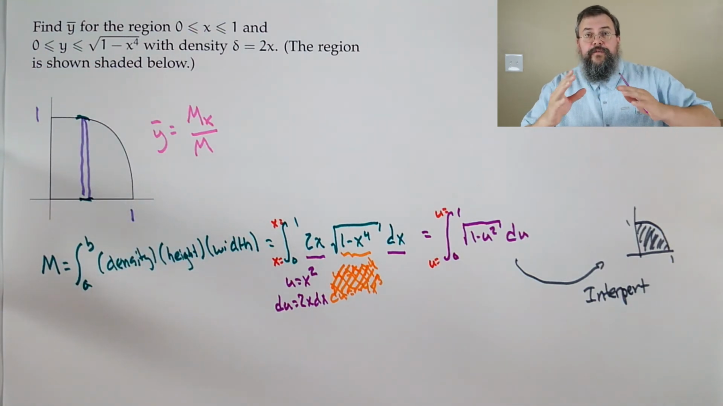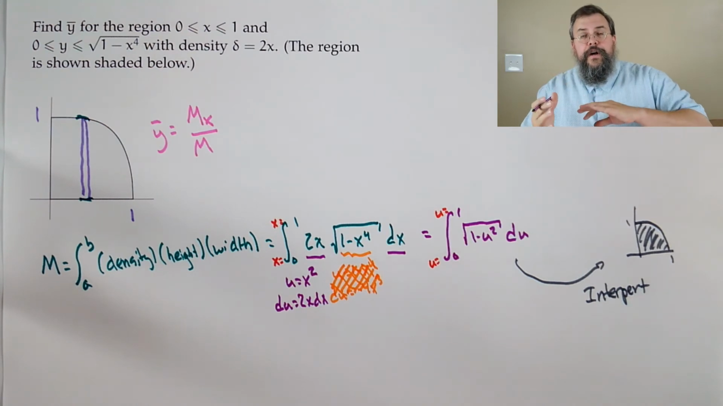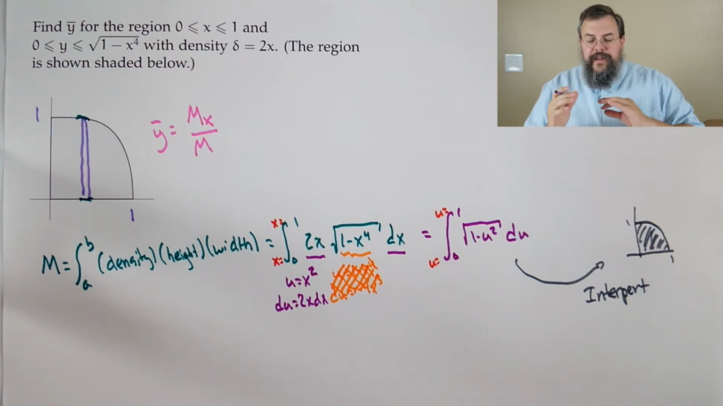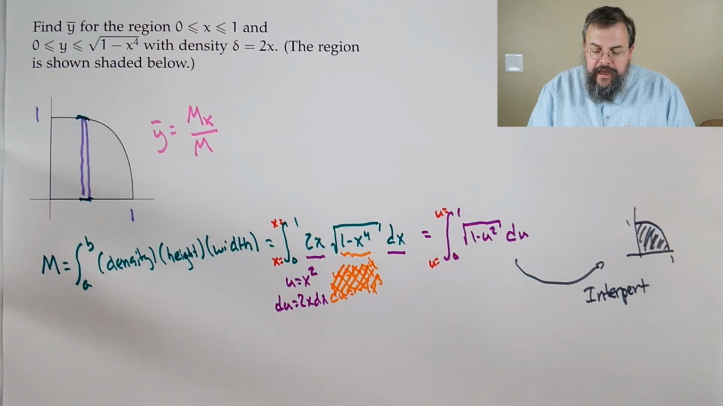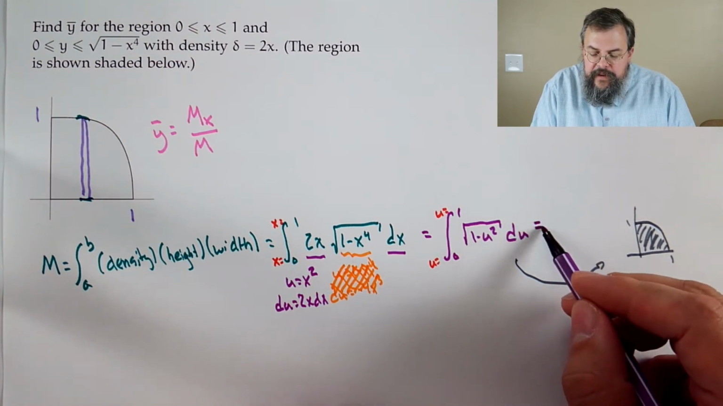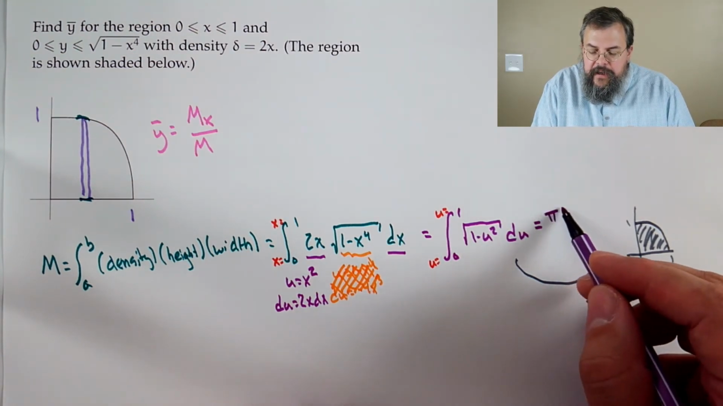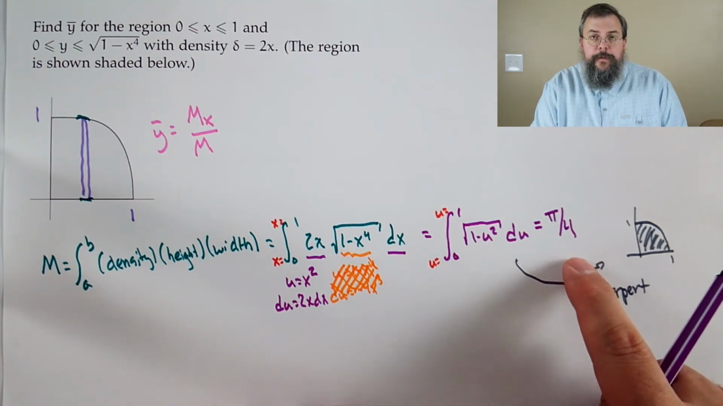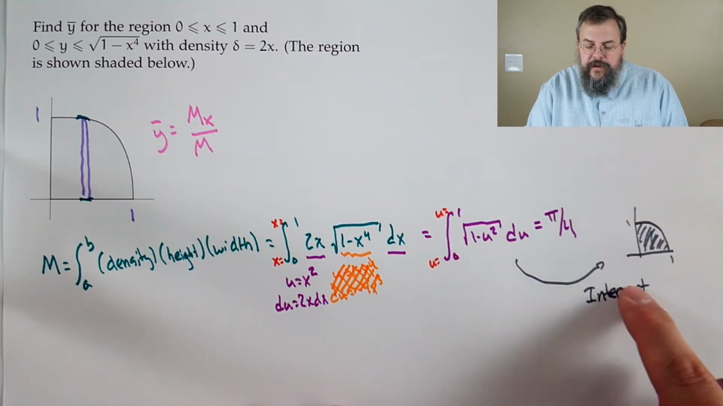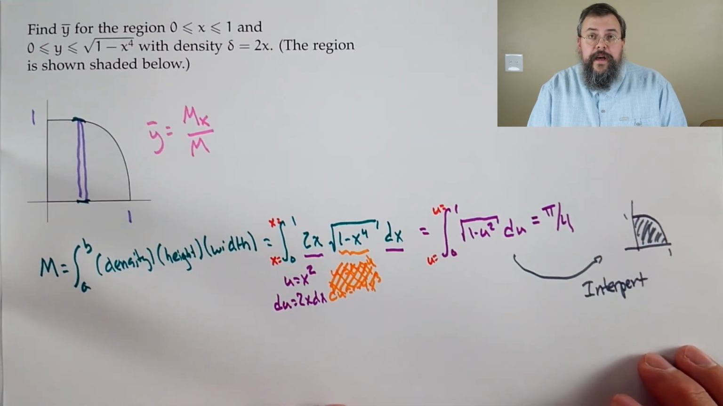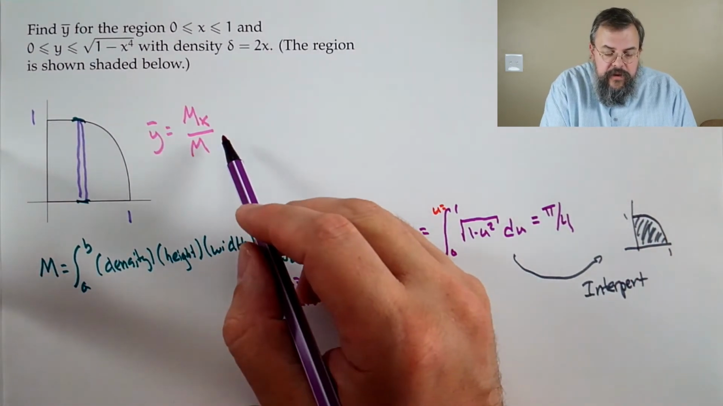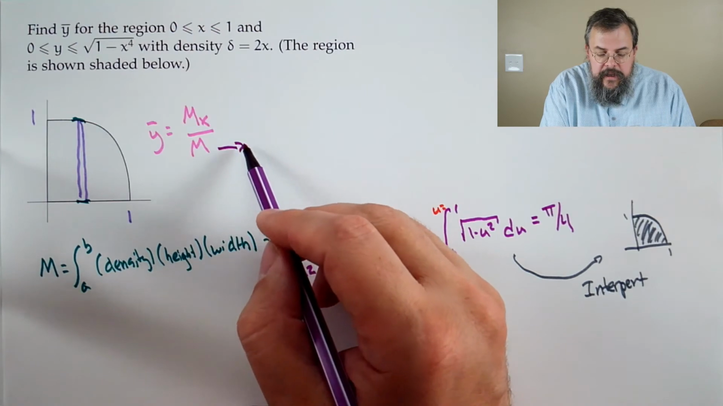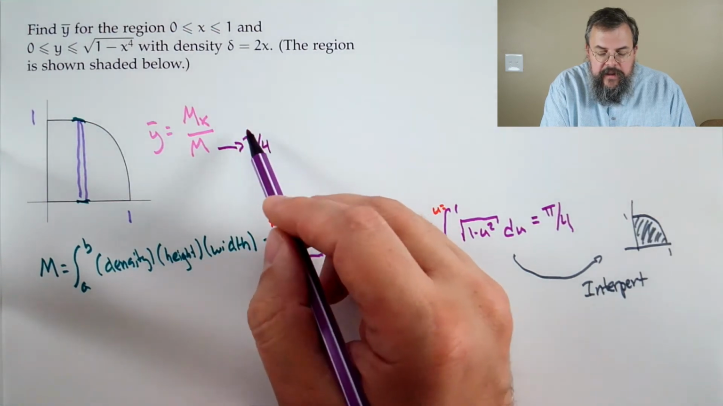But after the substitution, we say, oh, it becomes like a circle. And therefore, we say, hey, that means that this is pi fourths. 1/4, that's where the over 4 comes from, of a circle of radius 1. And a circle of radius 1 has an area of pi. So that is our mass. So that's the downstairs.